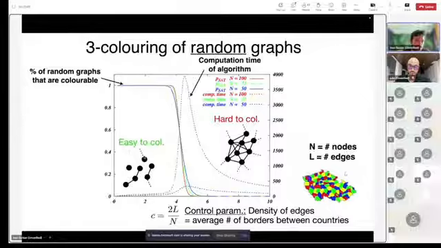Instead, here, most of the nodes are disconnected or connected to few of them, so it's easy to find the colorings. And deep here, most nodes have a very high degree, so it's very easy to quickly say that you cannot color the graph. Okay, but only close to the transition, the instances are truly hard due to these statistical dependencies.